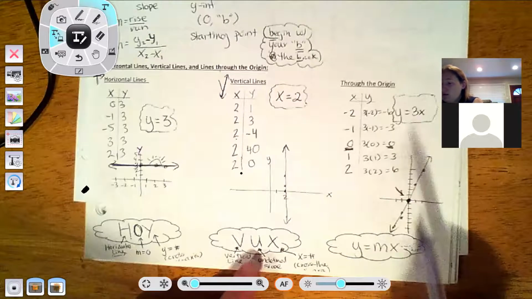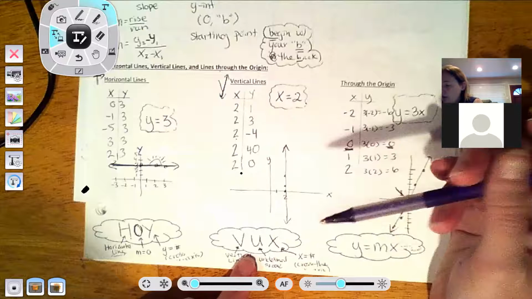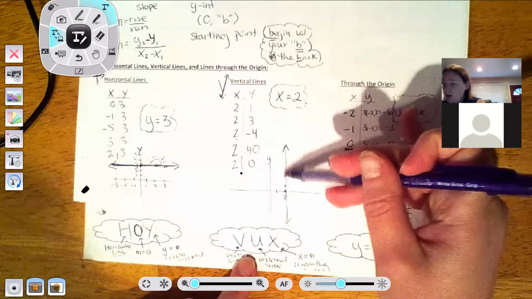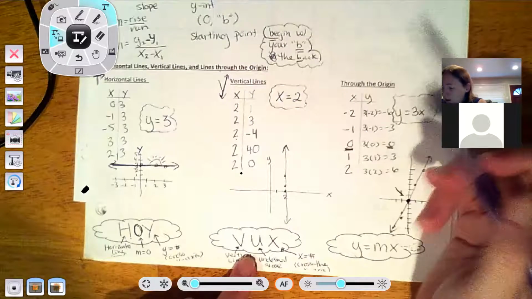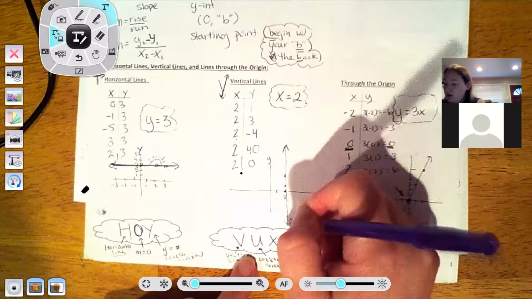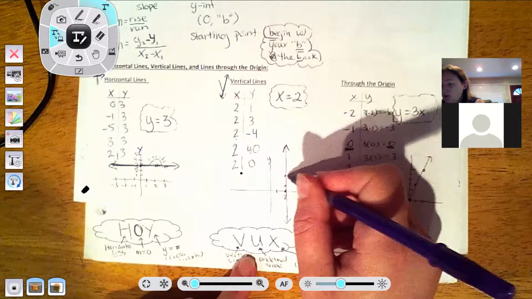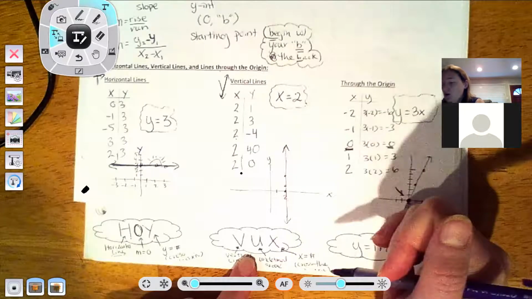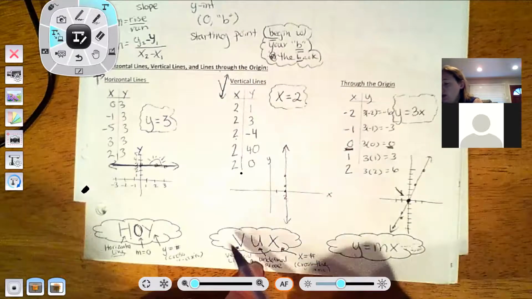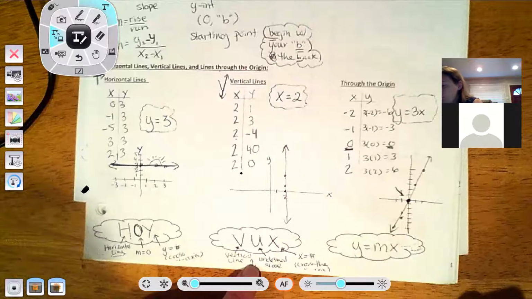Vertical lines, so here's the t-table. Vertical lines would have an x that's always something. So x is 2 in this case. And it has an undefined slope. So you rise however much, but you run 0. So rise over run would be something over 0, which you can't divide by 0, so it's undefined. So vertical lines, undefined slope, and they have equations that are x equals some number.